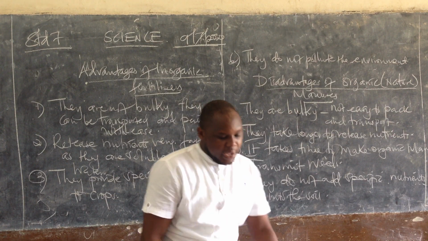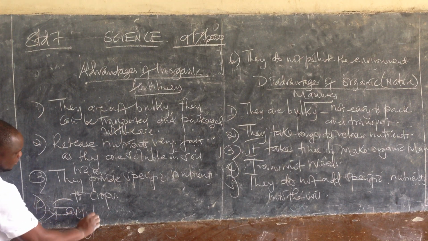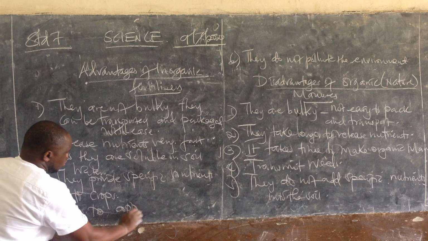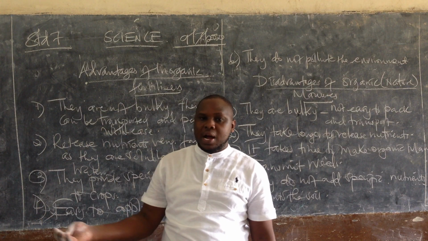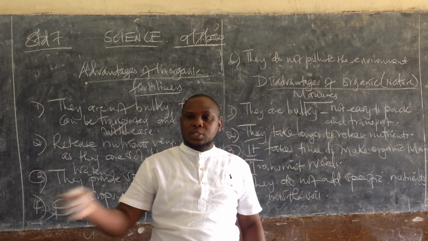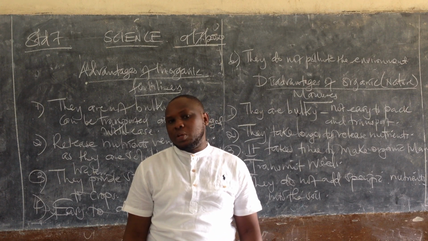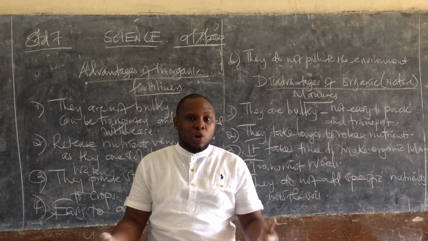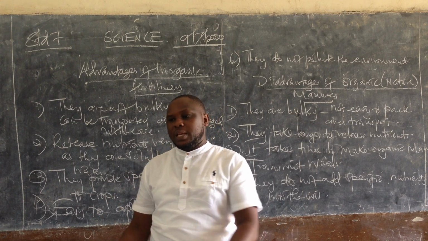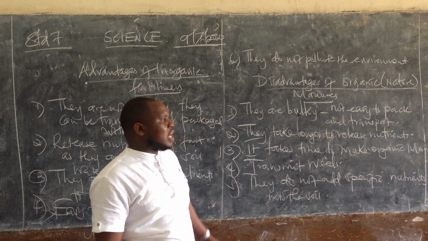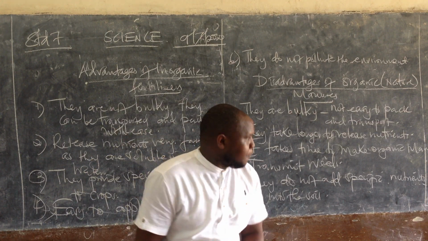Then they are easy to apply. You can apply using a spoon even in your hand. So you just pick 2 spoons, place in each one of the crops. But look at the cow dung or even compost manure. It's not easy to apply them. How will you apply? Maybe you have a spade that you're going to scoop and place where we have the crops. But this one you can easily apply, even without any equipment.